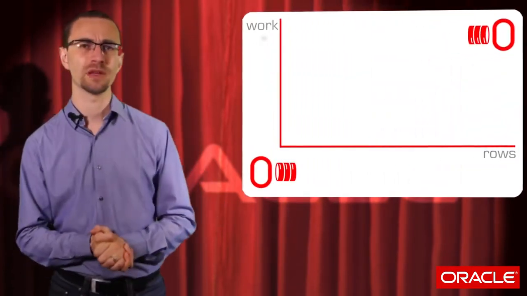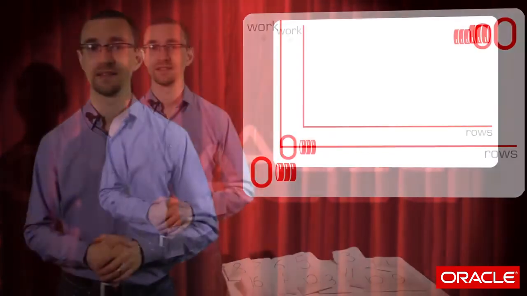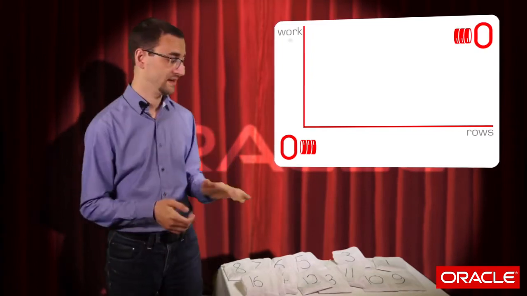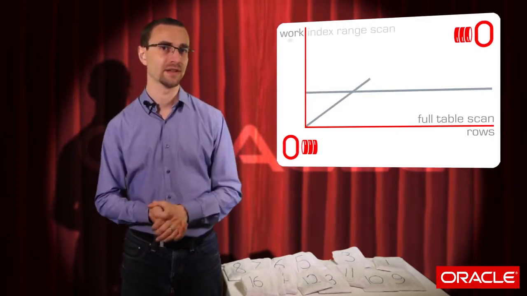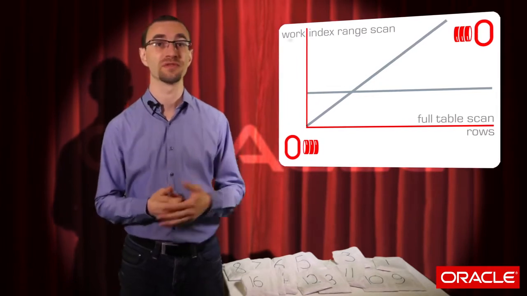However, my full table scan is still visiting every single bag. This is significantly more work. So the key thing here is that the full table scan does a constant amount of work, whereas an index range scan will do an amount of work that's proportional to the number of rows that it has to access.